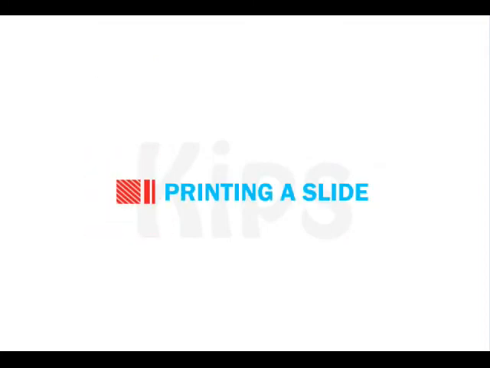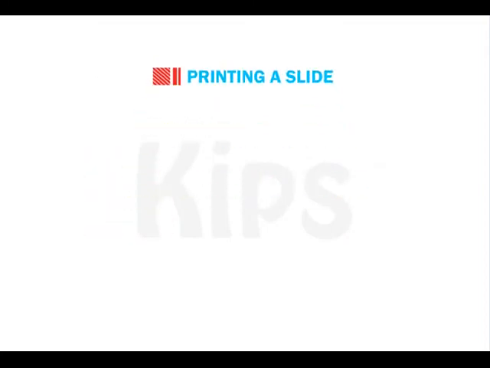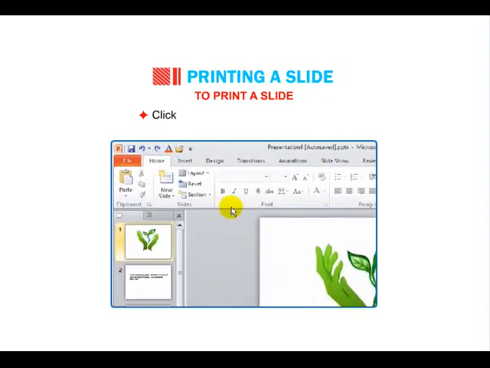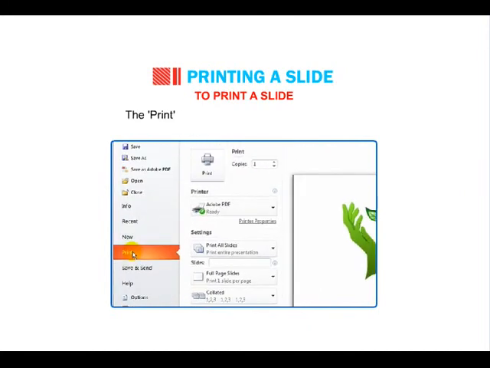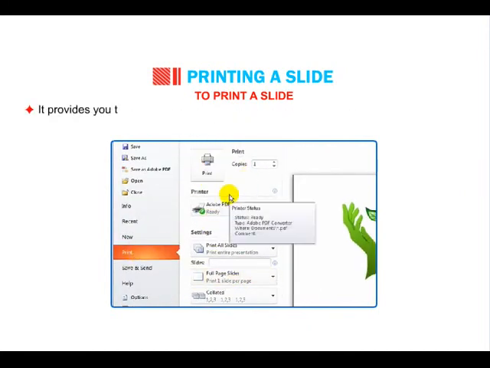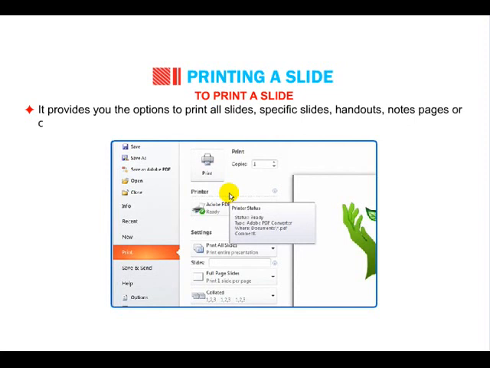Let us learn about printing a slide. MS PowerPoint allows you to print a slide or an entire presentation. To print a slide, click on the Print option in the File tab. The print pane appears as shown in the figure. It provides you the options to print all slides, specific slides, handouts, notes pages, or outline pages.